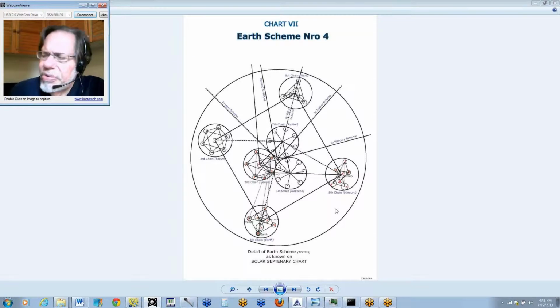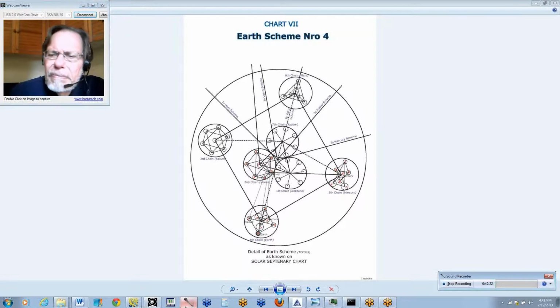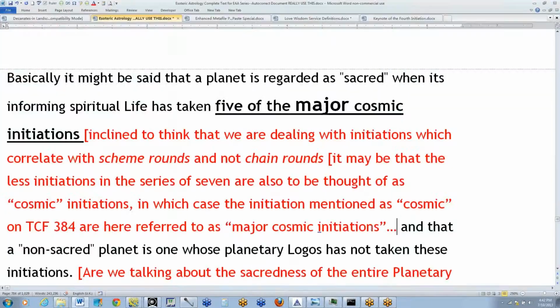Still, the figure of some 300 million years is given, and we do know there has to be a kind of pralaya between the rounds. And that's at the earliest, millions of years at the earliest. And if the Hindu figures are correct, then even trillions of years before our Earth becomes a sacred planet, having passed through 5 major cosmic initiations and not just the lesser series of 7.